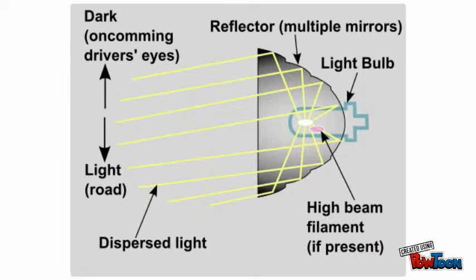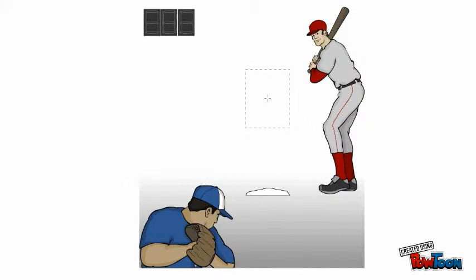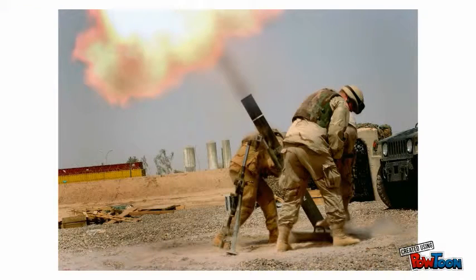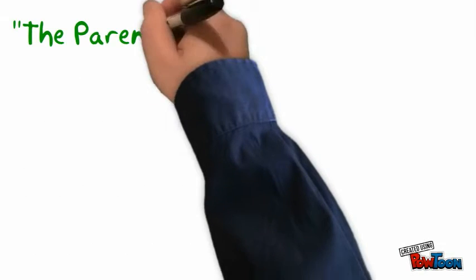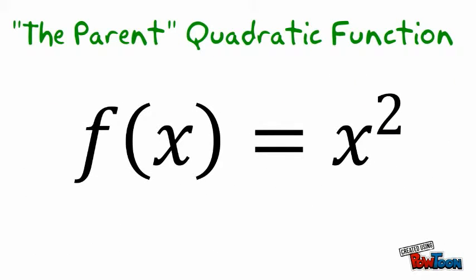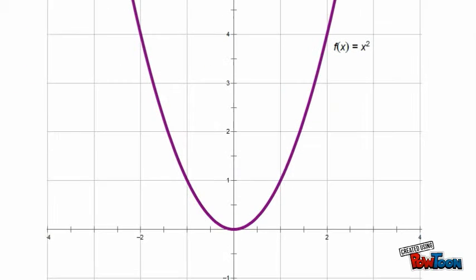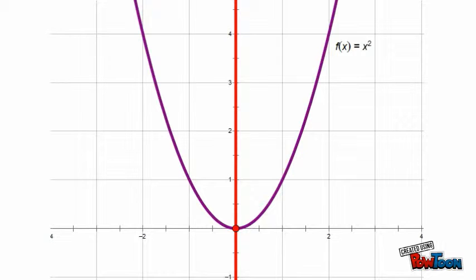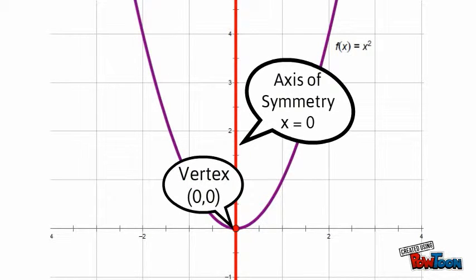In Algebra 1, you learned a lot about linear functions, y equals x, y equals 2x plus 3. But in Algebra 2, we're going to start right off with quadratics. The graph of a quadratic function is a parabola. The basic equation for a quadratic function is y equals x squared. There's usually a bottom or a top to a parabola. That's called the vertex. The line up and down through the middle that cuts a parabola exactly in half is the line of symmetry.